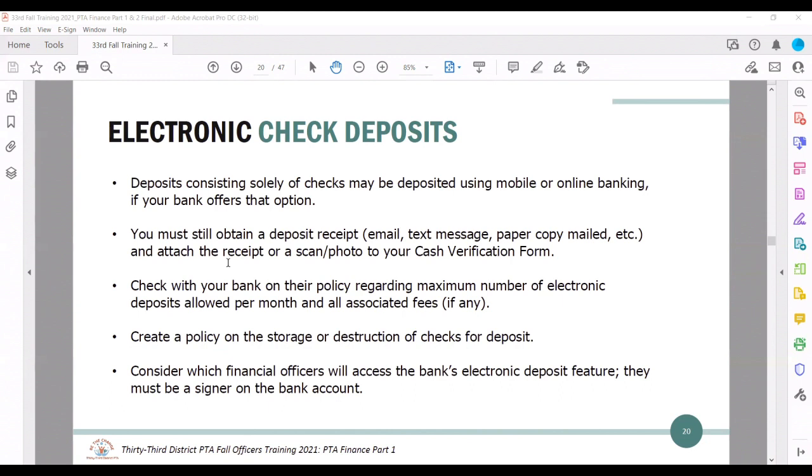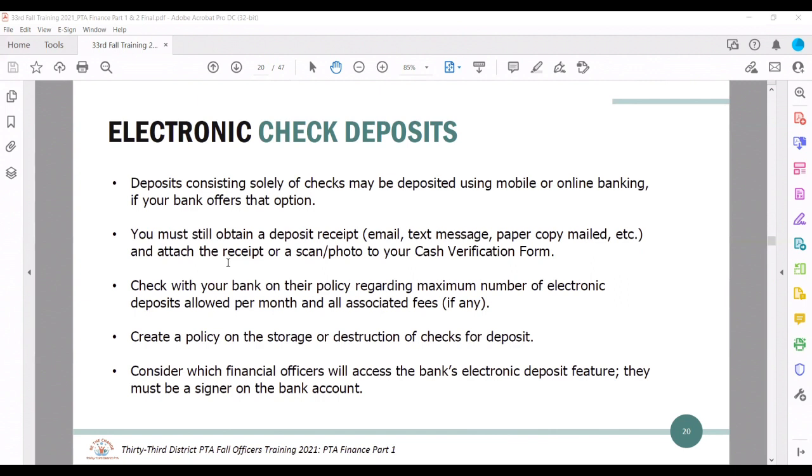So this slide here is about electronic check deposits. If your bank offers mobile or online banking, you can make such deposits if your deposits are comprised solely of checks. Keep in mind that you'll still need a deposit receipt, whether in the form of email, text message, or mailed paper copy for documentation of the deposit. Be sure to attach that receipt or scanned image or photo to the cash verification form.